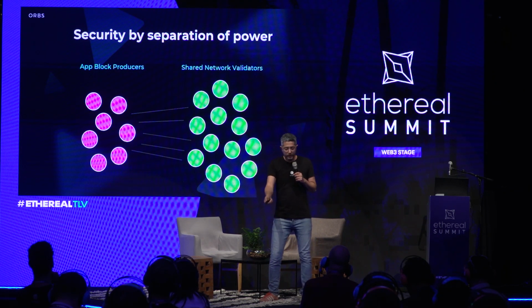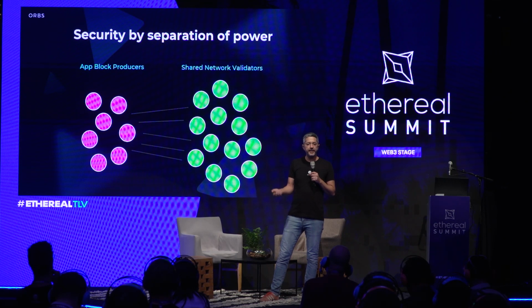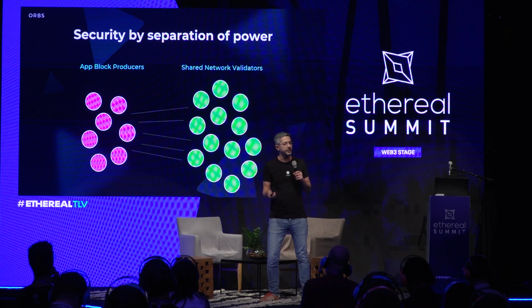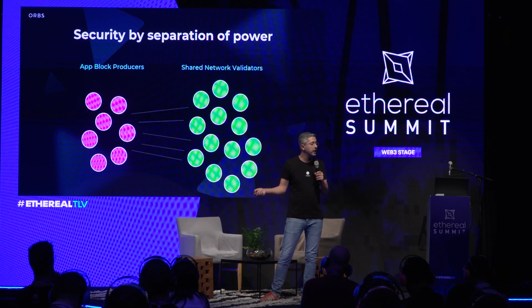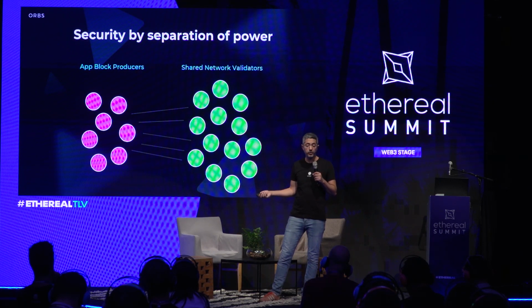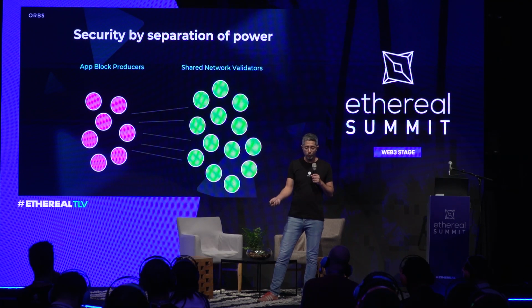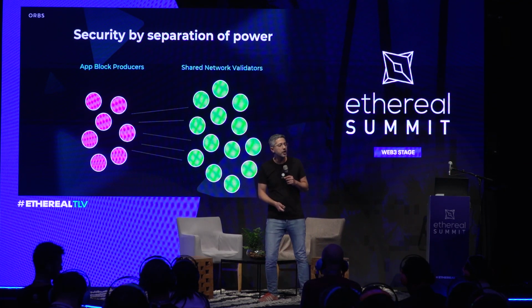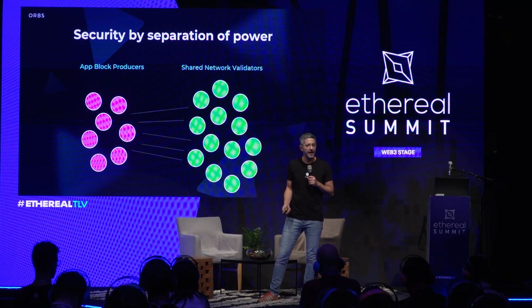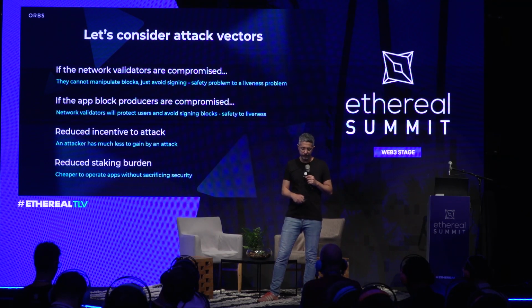So under this architecture, would you have to have the same amount of stake, more or less? Let's analyze. We said that the app is free to choose its own block producers, and that the network validators have to come from the shared validator pool that is chosen by the incentive system using proof of stake. So we have two different groups of nodes: app block producers on the left and the shared network validators on the right. Now let's analyze some attack vectors.